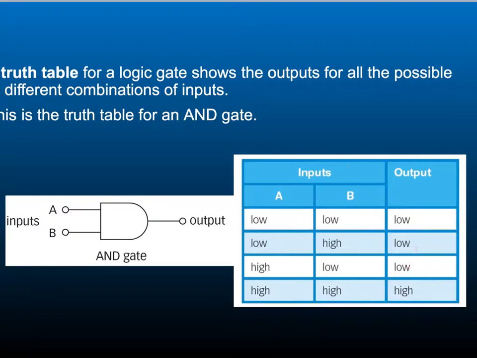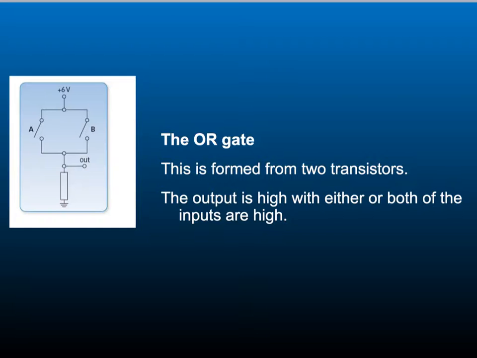This is called a truth table for the logic gate. It shows the inputs A and B, corresponding to these ones here, and then the output. Now we saw before that both of the inputs have got to be high for the output to be high. So if one of them is high, then the output will be low. You need both of the inputs to be high for a high output.